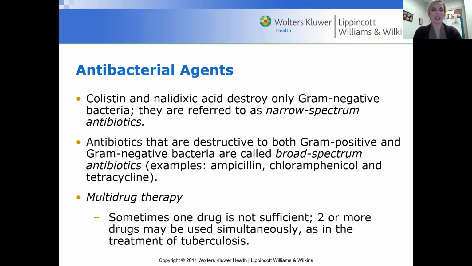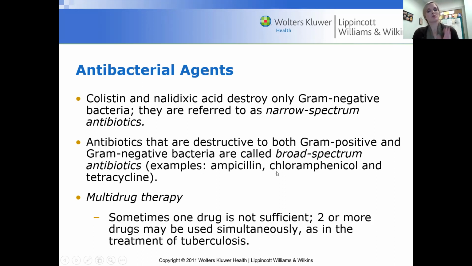So that's the big thing, that antibiotics that are destructive to not just the gram-negative bacteria, but both gram-positive and gram-negative, are called broad spectrum, because it falls into more of a broader category. So that's the only thing I want you guys to know about the difference between narrow spectrum, meaning it's a narrow range, only targets a specific type of bacteria, and broad spectrum, a broader variety of bacteria.